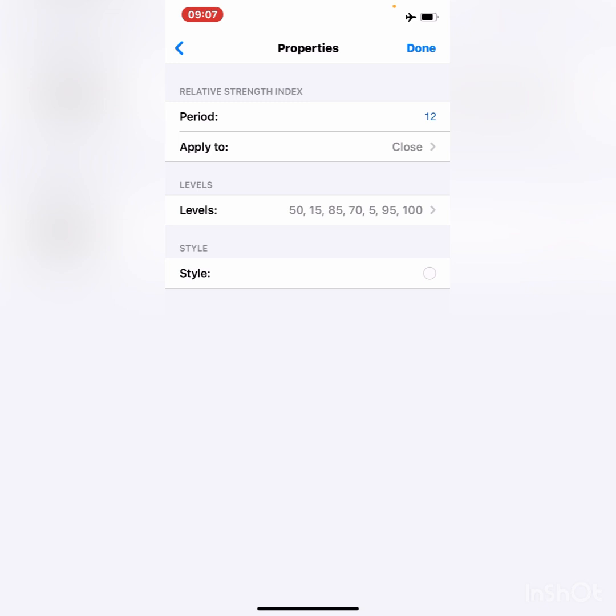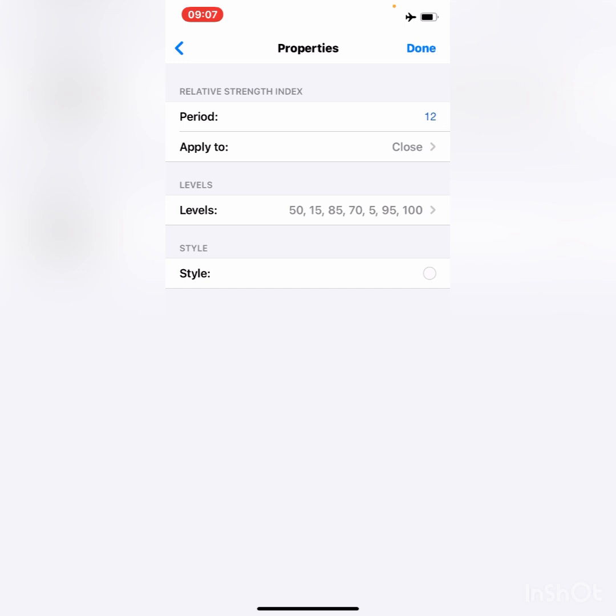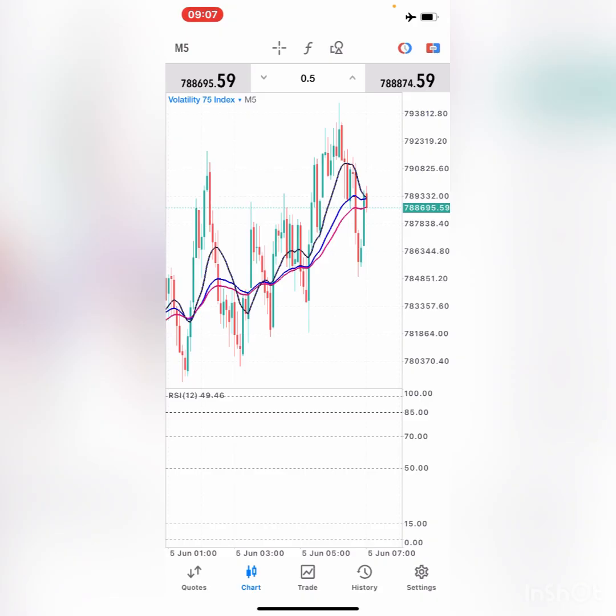as our main indicator, and it's going to have the following properties: period of 12, apply to close, levels. Please make sure you have these levels: 50, 15, 85, 75, 95, and 100, right? And then the styling for this RSI, make sure it is the color of your background. I have a white background, and as you can see, I chose the color white. If you have a black background, please make sure you click the color black. And I'm going to click done, and as you can see, we now have an RSI down below, right?